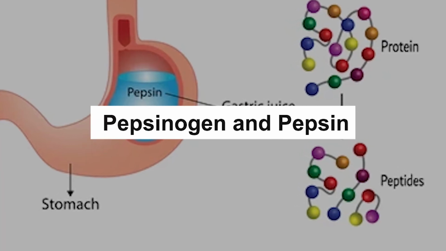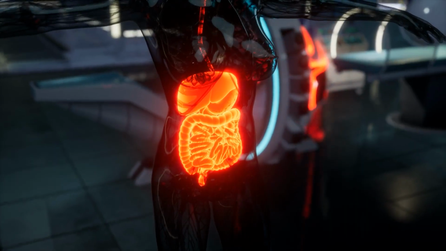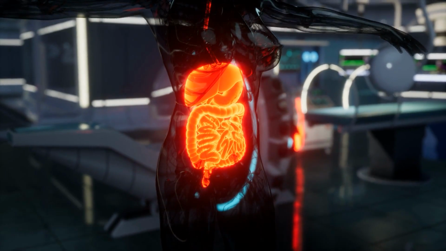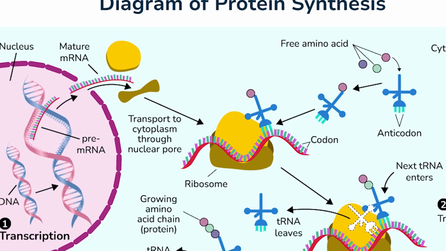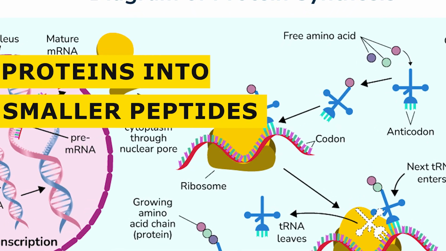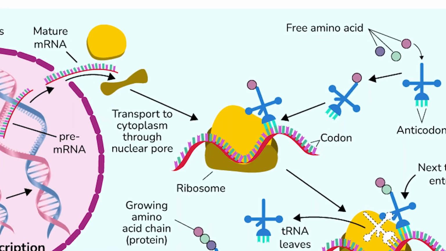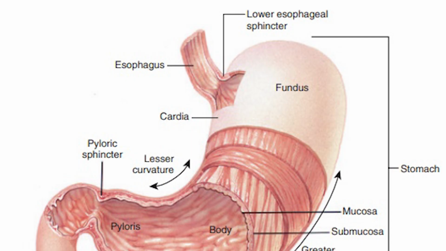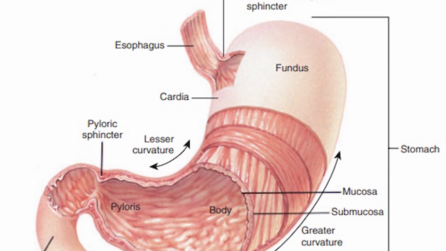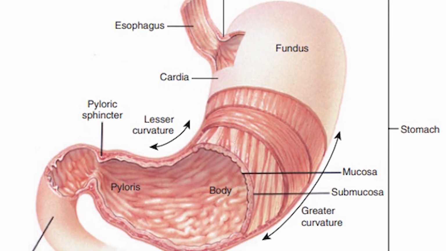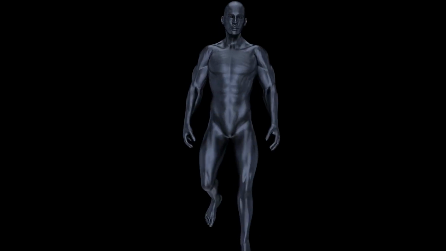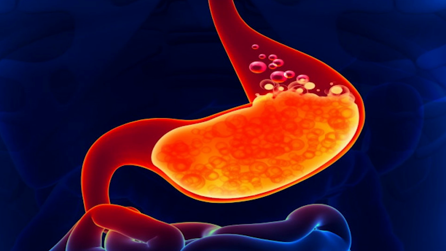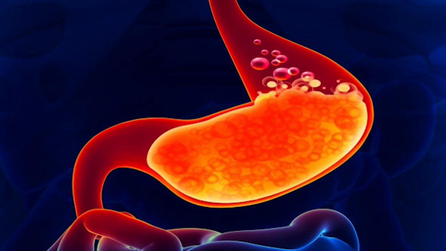Pepsinogen, secreted by chief cells, is an inactive enzyme that is converted into pepsin upon contact with hydrochloric acid. Pepsin is a protease that breaks down proteins into smaller peptides, initiating protein digestion in the stomach. Mucus. Mucus is produced by mucus cells and forms a protective barrier that coats the stomach lining. This barrier prevents the stomach from digesting itself and protects against the corrosive effects of hydrochloric acid and pepsin.